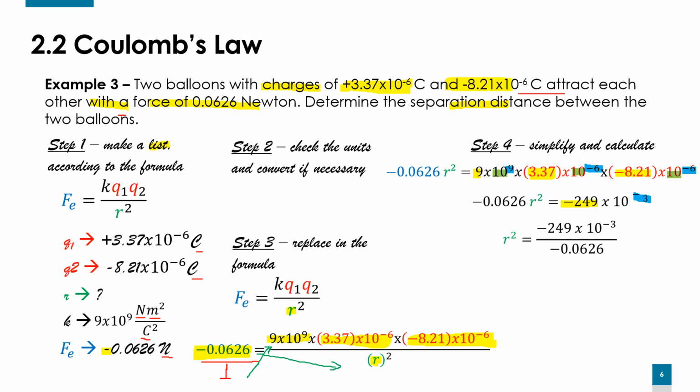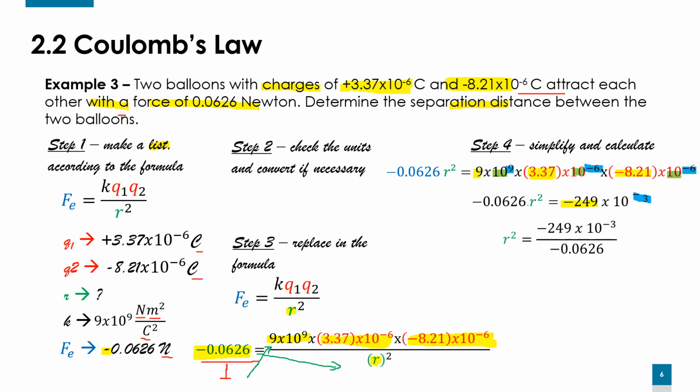Now, what I can do, this one is multiplying, I'm putting below to divide. So minus 2.249 times 10 to the power of minus 3 divided by minus 0.0626. Why is it negative? Why is it not positive here? Because the inversion I'm doing is from multiplication to division, so I don't change the sign. It goes with this sign.